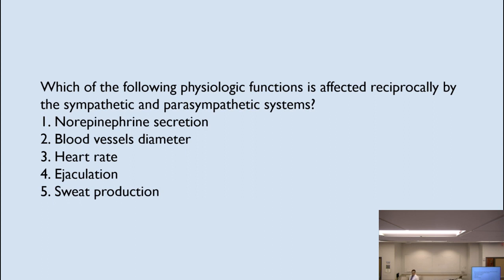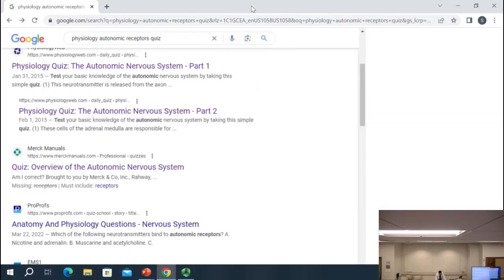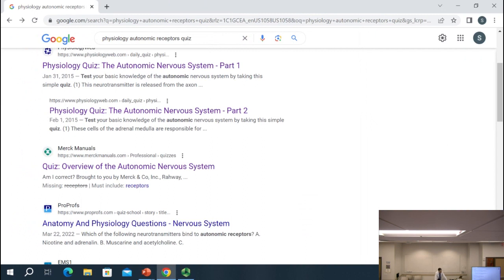Okay, this is a question that I didn't create. I wish I had. But I simply entered in Google and typed physiology autonomic receptors quiz. And there are a bunch of links there. You have several, and you can test what you study.